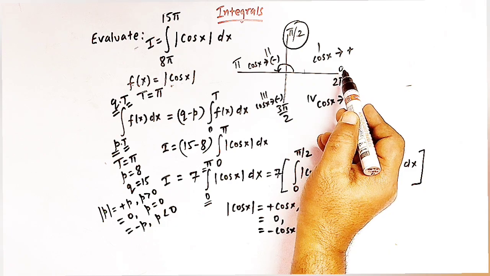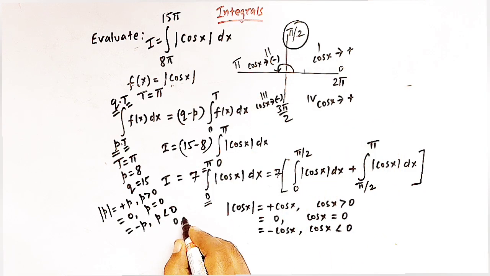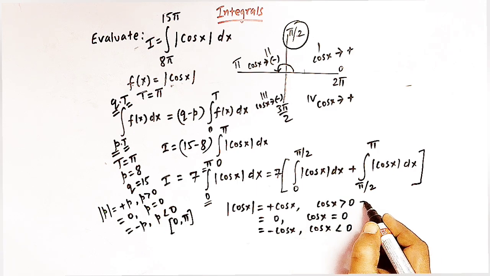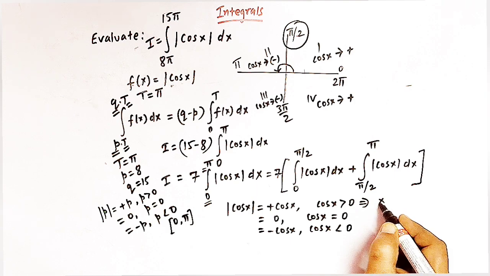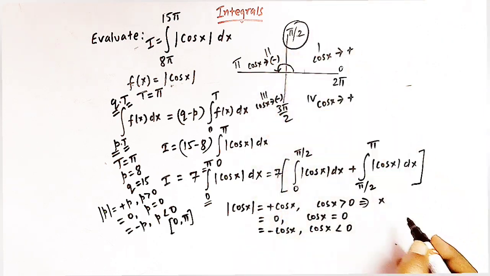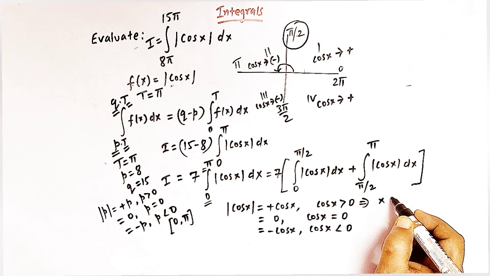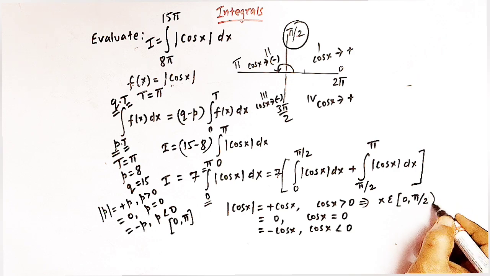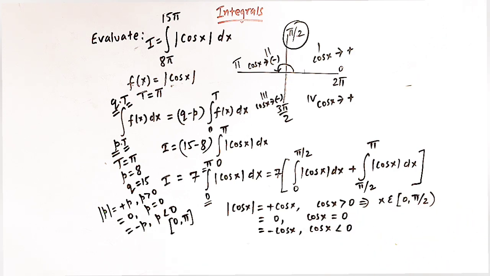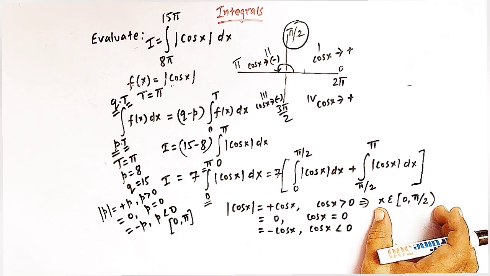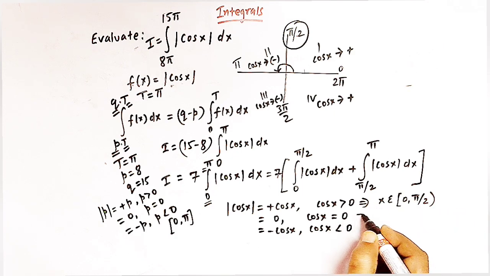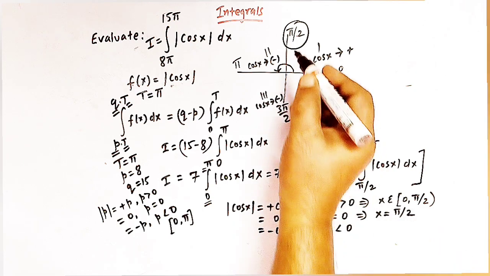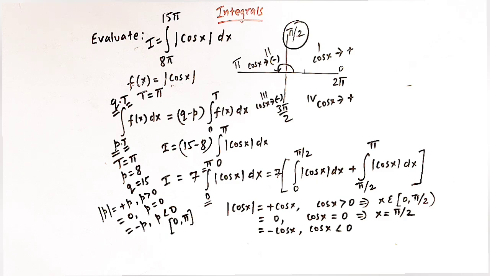Since we are restricting ourselves to the interval from 0 to pi, when cos x is greater than 0, it implies that x must lie between 0 and pi by 2. So when x belongs to the interval 0 to pi by 2, cos x is greater than 0, which means we are in the first quadrant. And when cos x is equal to 0, it implies that x is equal to pi by 2, because cos pi by 2 is equal to 0.